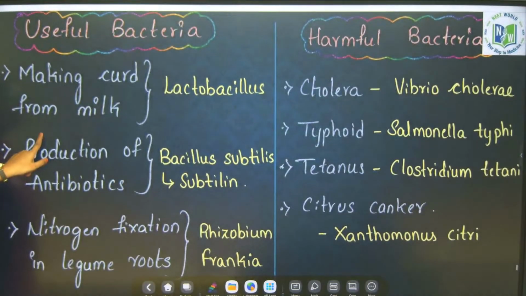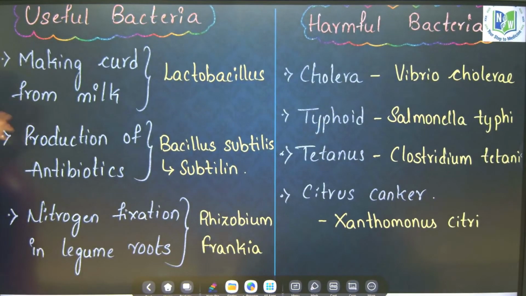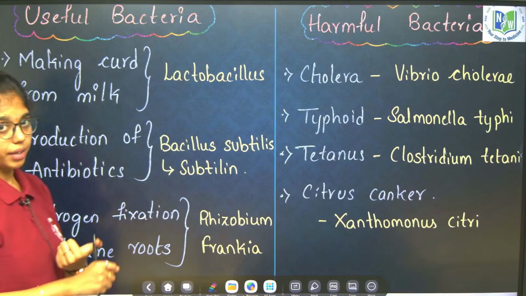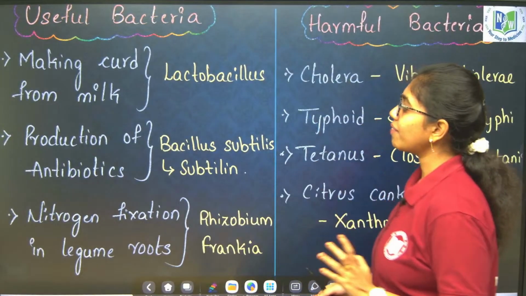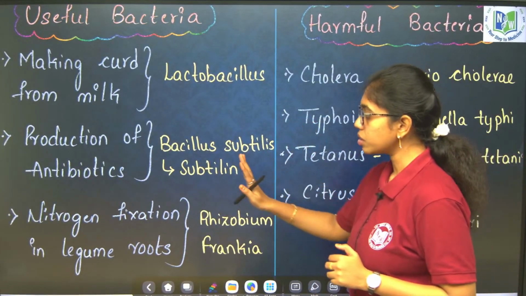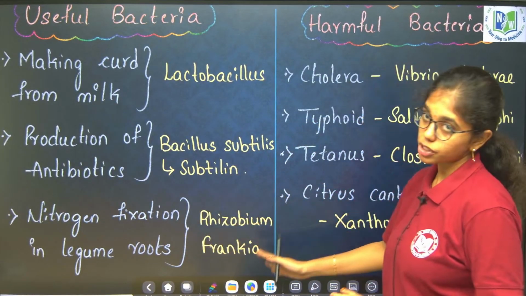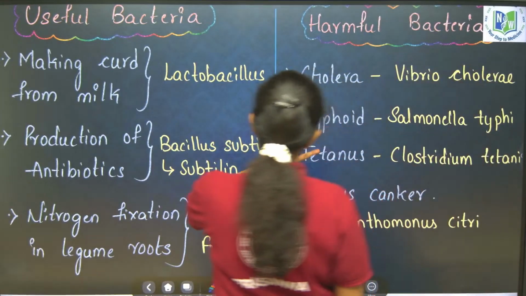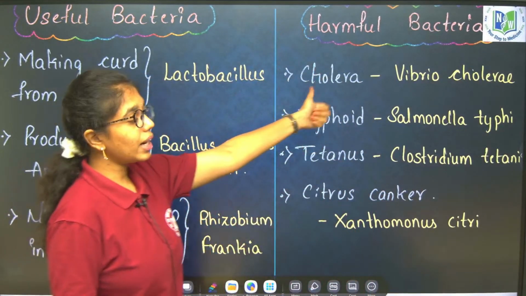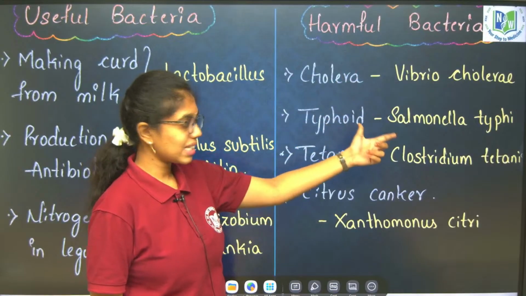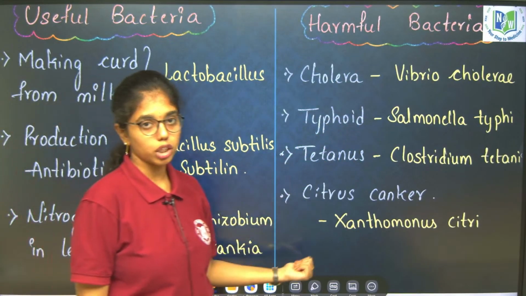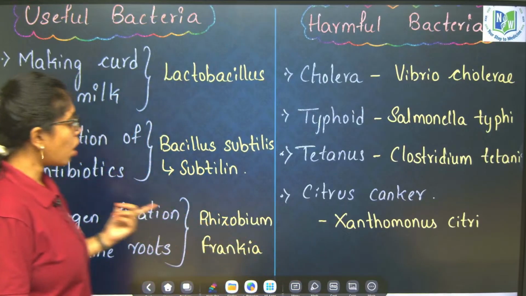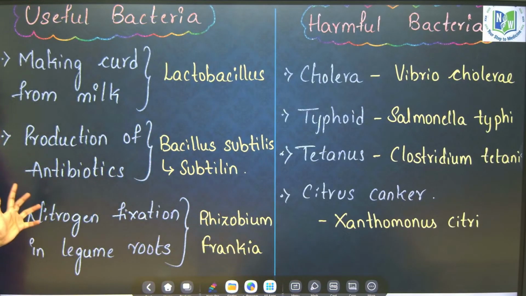So here we have useful bacteria and harmful bacteria. Useful bacteria: for making curd from milk, Lactobacillus is the example; production of antibiotics, Bacillus subtilis; nitrogen fixation, Rhizobium and Frankia. Harmful bacteria: cholera is caused by Vibrio cholerae, typhoid by Salmonella typhi, tetanus by Clostridium tetani, citrus canker by Xanthomonas citri. All these examples are very much important.